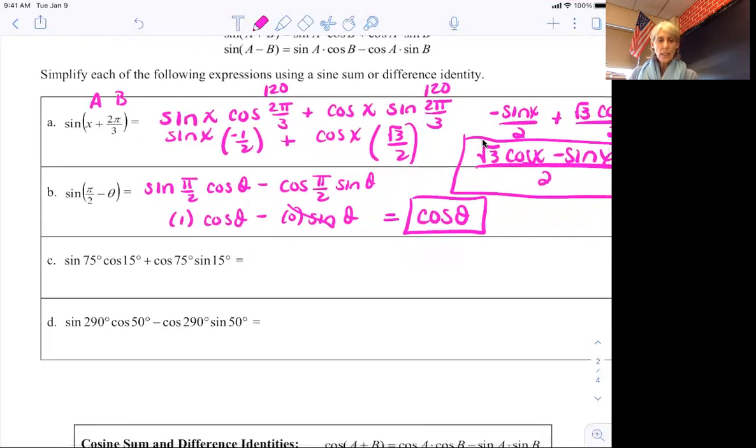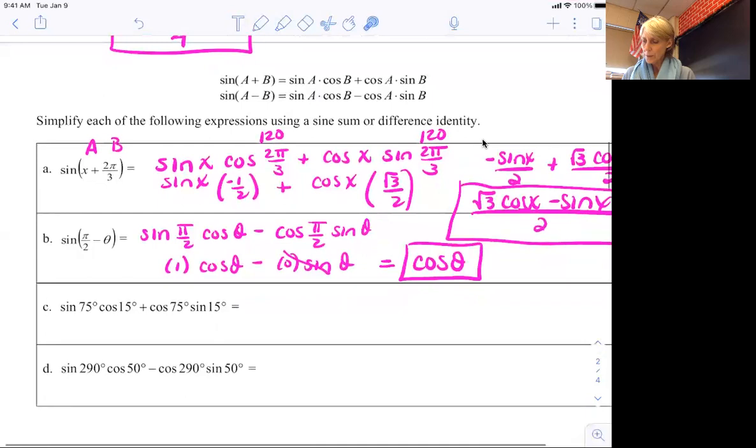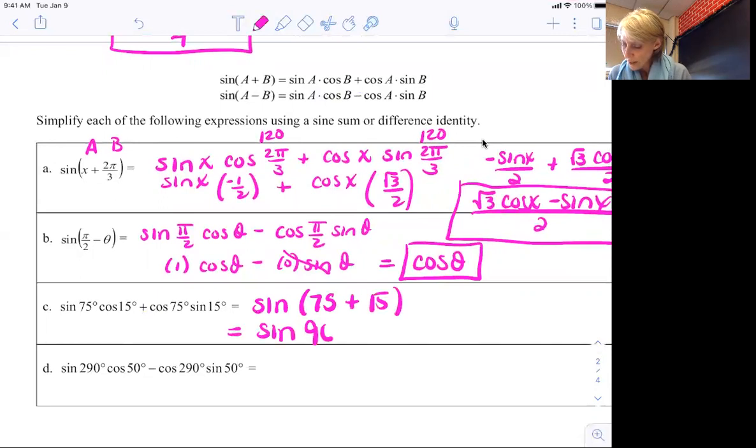In example C, now I'm basically looking at the right side of the equation, right? The expanded side. And I want to smush it back together to see how I could represent that angle. So in this example, I have a plus in between. Sine cos with a plus in between. Sine cos with a plus in between. So my angle A is 75, plus B is 15. So this is really equal to the sine of 90 degrees.